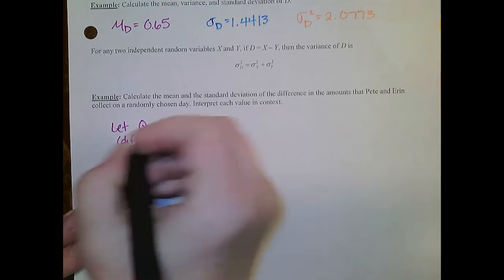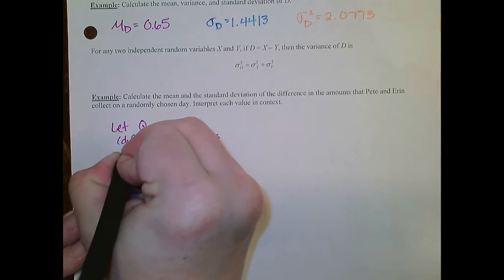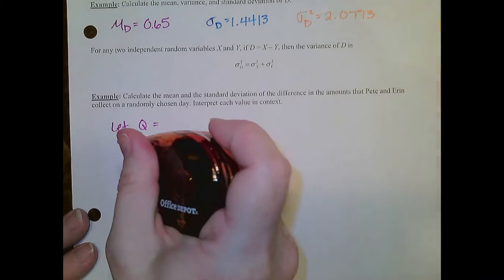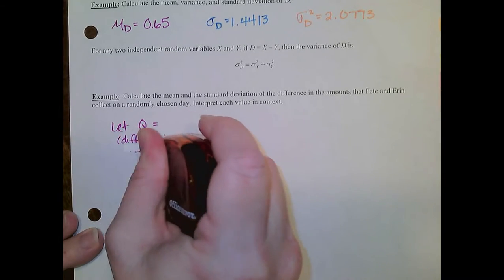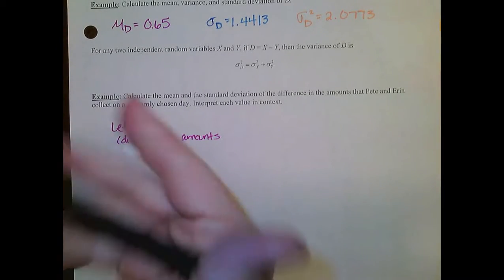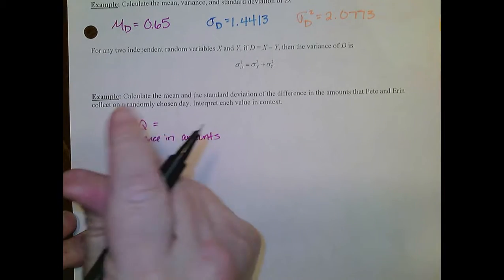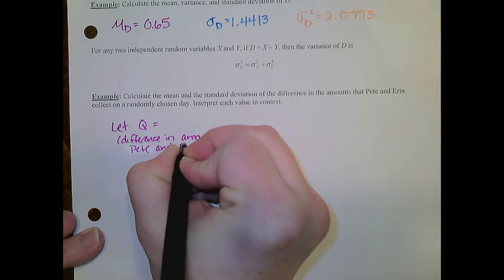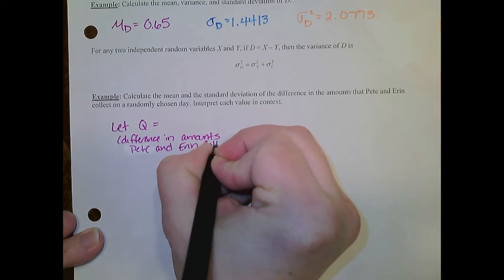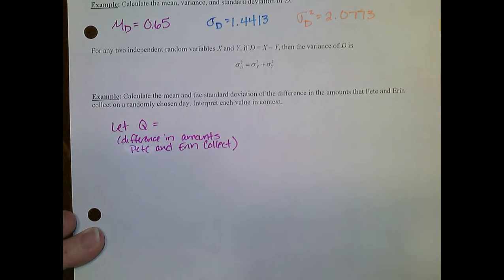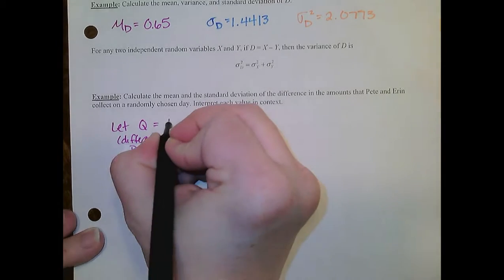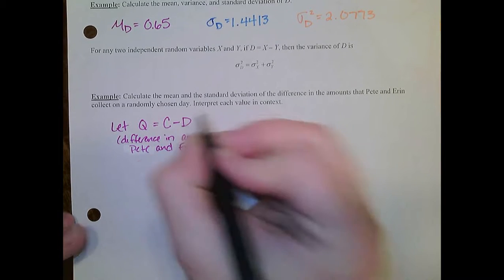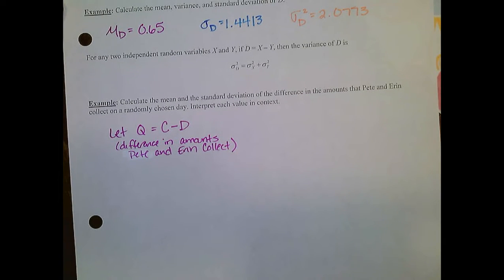That Pete and Aaron collect. So we said that the amount that Pete collects is C. The amount that Aaron collects we call D. So we'll define Q to be C minus D.